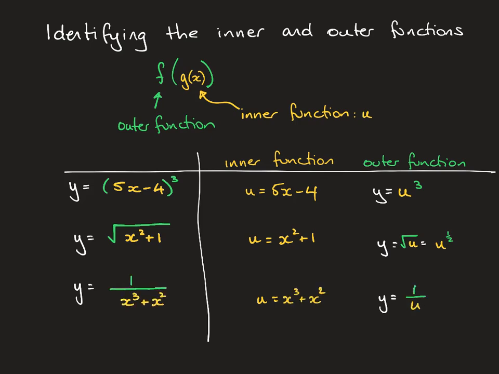How did you go? The overall function is that of a hyperbola, 1 over something, and the something that it's over is x cubed plus x squared. So once we know how to identify our inner function and our outer function, now we can learn to use the chain rule.